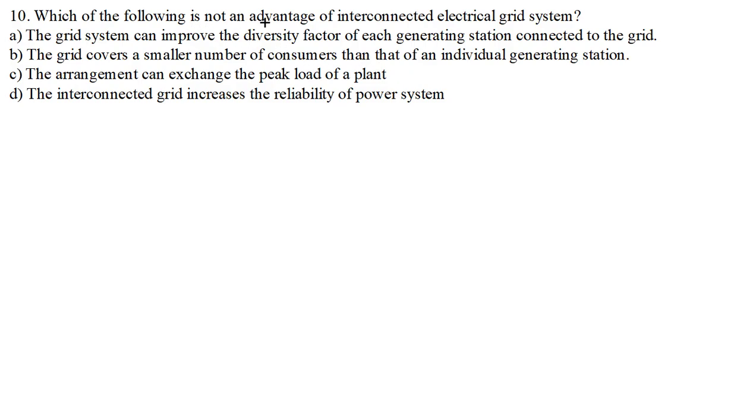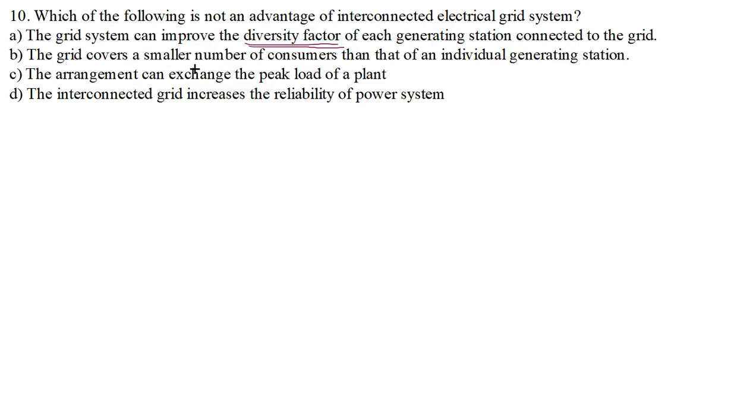Which of the following is not an advantage of an interconnected electrical grid system? So we know that our grid system is interconnected. So option A, the grid system can improve the diversity factor of each generating station connected to the grid, which is quite true, the main advantage of using a grid or interconnected system, that we can increase the diversity factor. Because with more diversity factor, the peak loads of various generators will occur at different instants, and therefore the total peak load will be reduced, or our load curve will get flattened. That is actually the advantage.